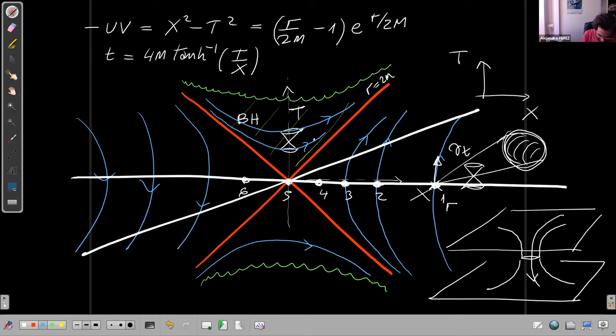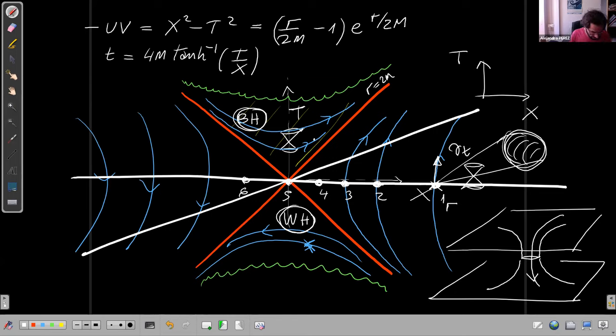Wait, this arrow should be the opposite. And so this region here is called the black hole region, this is the white hole region, which is just the time symmetric. Remember that everything has this discrete symmetry, t going to minus t. So anything you find to the future, you find it also in the past. So you have a black hole region with the boundary, which is the singularity, and you have a white hole region whose boundary in the past is a singularity.